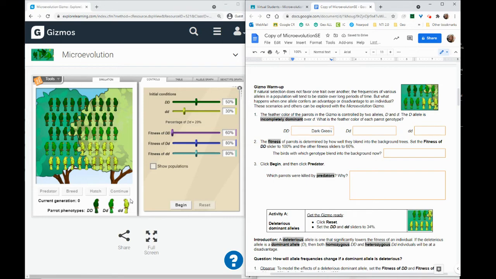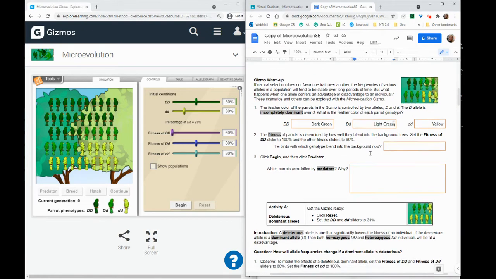For the little d, the homozygous recessive, we see yellow feathers. For the big D, little d parrots, we see light green feathers, which makes sense because the heterozygous genotype has an intermediate phenotype. So it's like we averaged out that dark green and the yellow, and we got light green.